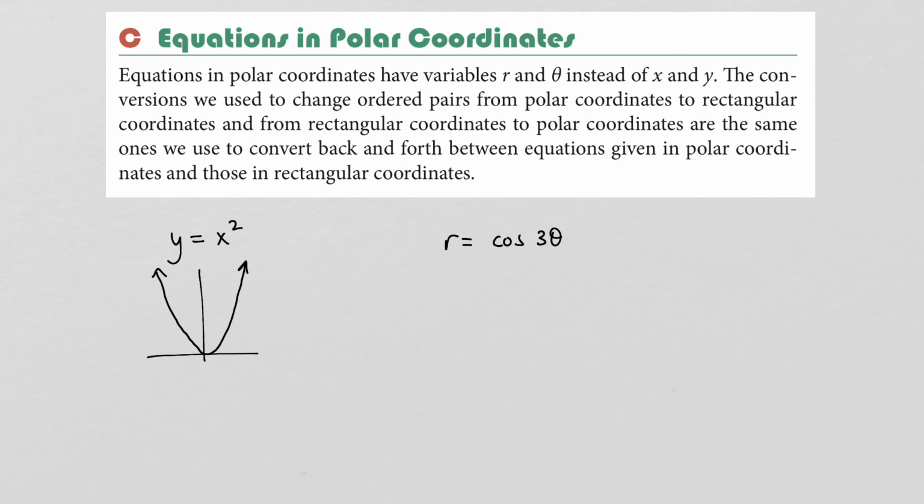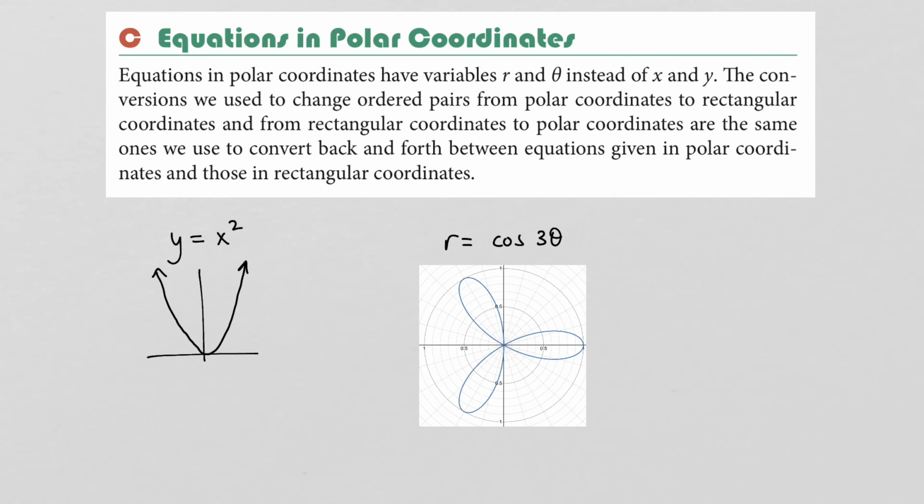And the graphs for these things get really, really interesting. In fact, let me bring in the graph to show you what this graph would look like, just for fun. So what you can see here is that the graph of r equals cosine of 3 theta makes this kind of flower-shaped graph. So if you were to trace out this graph, you would trace it like this.